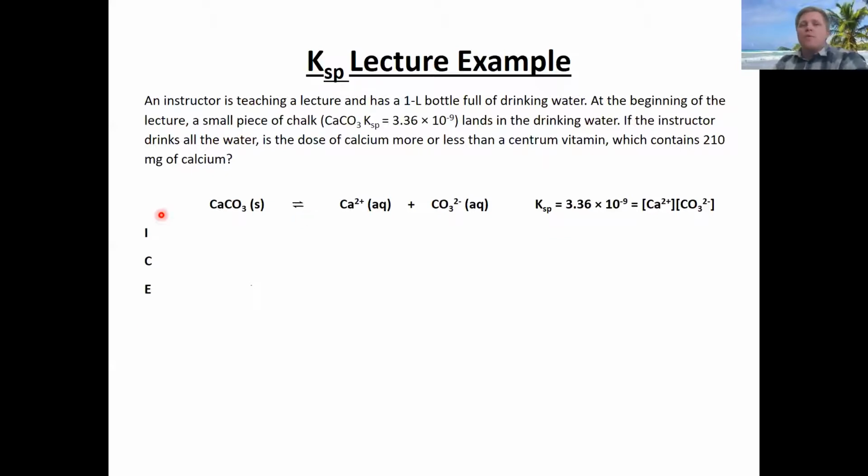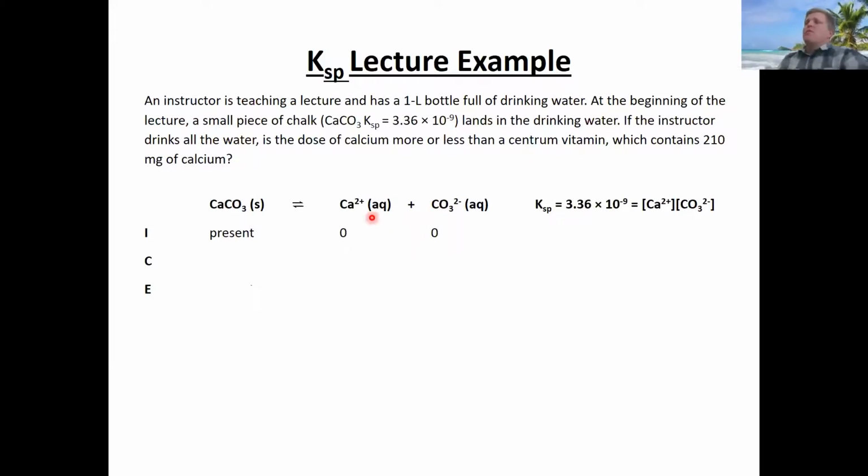If you don't remember what an ICE table is, ICE stands for initial, change, equilibrium. So we need to figure out the initial concentrations of all these species in our drinking water. So we're going to assume that there is 0 calcium and 0 carbonate in that water to start with. Now that's probably not strictly true. There's probably a small amount of each of those species in the water. But for this problem, it's a good enough assumption.